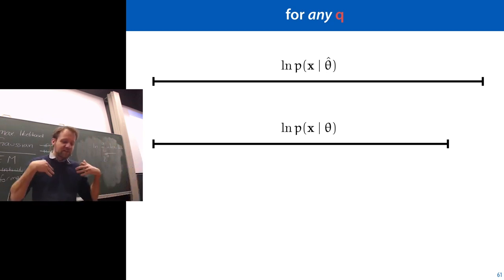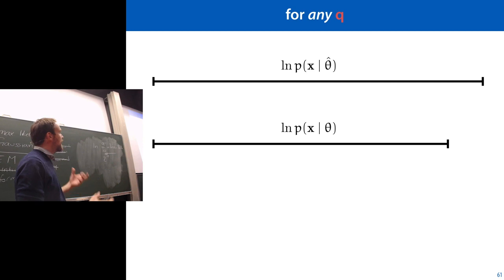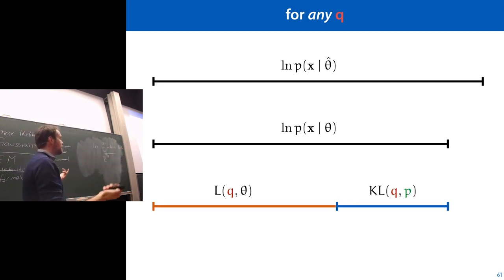And then by this decomposition that we've just shown, this falls apart into two parts. The L function of Q and theta, and how good an approximation Q is of P. So if Q is a very good approximation of P, then this becomes very small and L becomes very large. And if the approximation is very bad, then the KL divergence takes up most of this value.